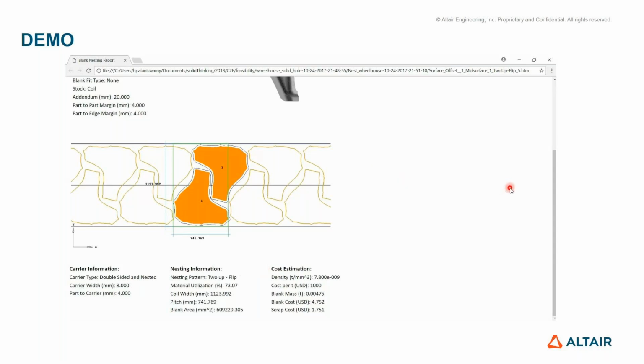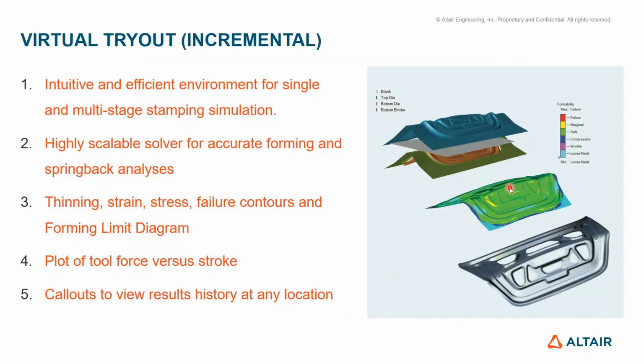And coming to virtual tryout analysis, virtual tryout analysis is useful for forming and spring back analysis. So in a single environment, you will be able to perform single stage as well as multi-stage stamping simulation. You will be able to determine thinning, strain, stress, failure contours, and also formability limit diagram. So along with that, you will be able to get the tool force versus stroke plot within the simulation.